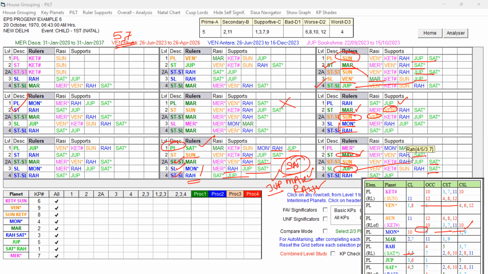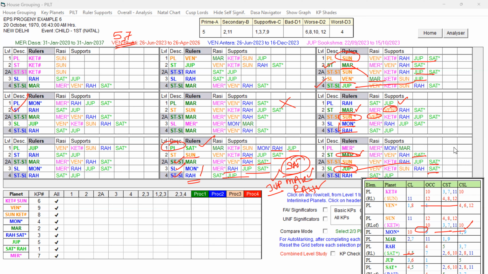Rahu is forming a ruler link to the star lord and the 2A level and sublord. So all the planets are getting connected to each other with the good key planets. So Mercury Bhukti has strong key planets to support the conception during its own Antra. So in Saturn Dasa, Mercury Bhukti, the Mercury Antra supported the conception.